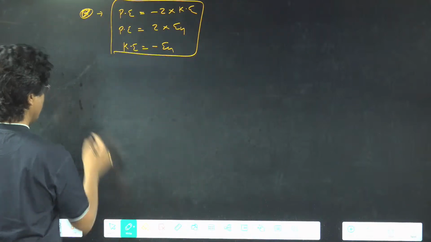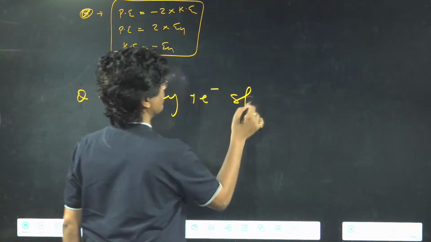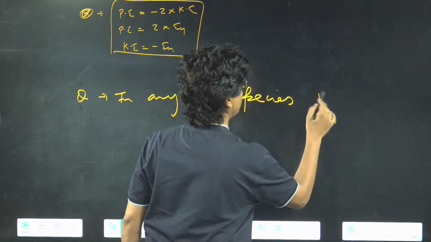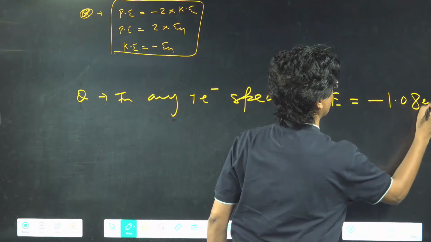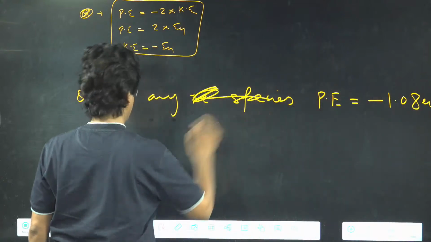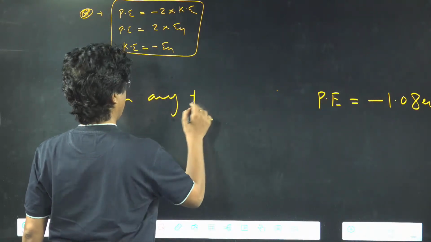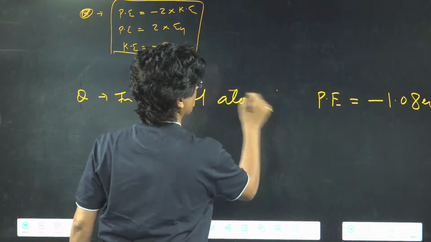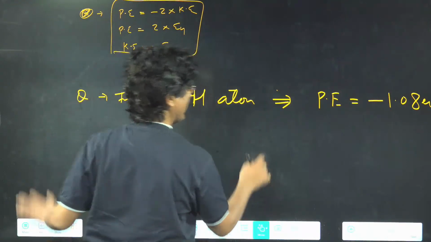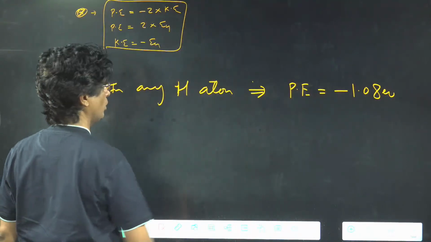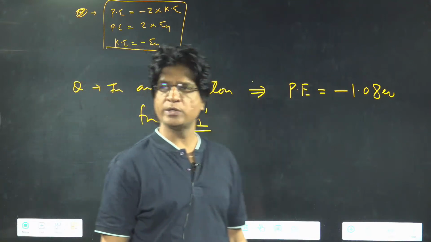The question is that in any one electron species, potential energy is given as minus of 1.08 electron volt. Not one electron, I'm giving you not one electron. We can take it hydrogen, in any hydrogen atom. Potential energy is given as minus of 1.08 electron volt. They're saying find orbit number. Which orbit we are talking about?